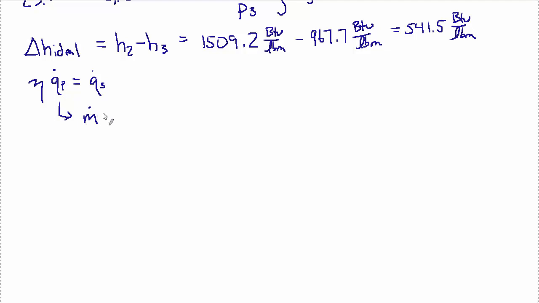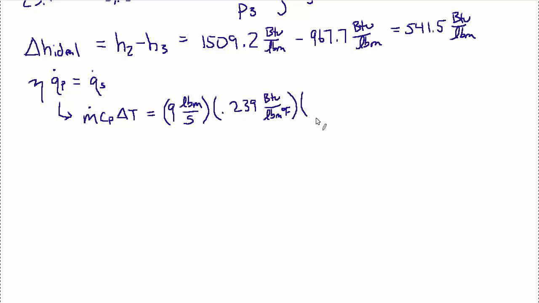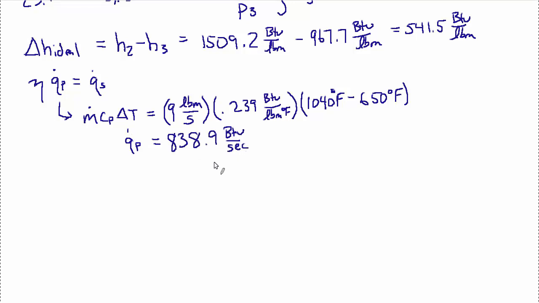So how do we calculate Q dot on the primary side? Well, it's going to be m dot Cp delta T. And we know all those numbers, so let's plug them in. We have 9 pound mass per second, and the specific heat capacity was given to us as 0.239 BTU per pound mass degree Fahrenheit. And the temperature difference, we know both temperatures. We know it was 1040 going into the heat exchanger, right? That's coming off of the primary turbine, but that's what's going into the heat exchanger. 1040 degrees F. And when it comes out the other side, it's 650 degrees F. And if you do all that math, you will get Q dot sub P equals 838.9 BTUs per second, which we could put in BTUs per hour, but we'll leave it like that.